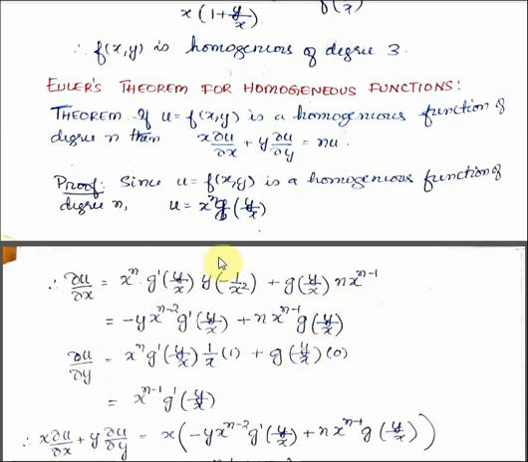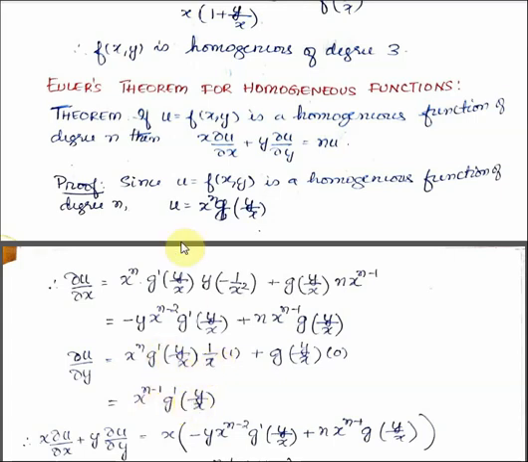Similarly, ∂u/∂y. U is here. When I differentiate with respect to y, x is kept constant, or I can treat this as product rule only. Okay, I have taken this as a product. So x power n is kept constant. G of y by x, differentiation with respect to y becomes g dash of y by x. Then differentiation of y by x with respect to y: 1 by x is kept constant, differentiation of y is 1. Plus, the second function is kept constant. The first function is anyway a constant whose derivative is 0. Therefore, this becomes x power n divided by x, which is x power n minus 1 into g dash of y by x.